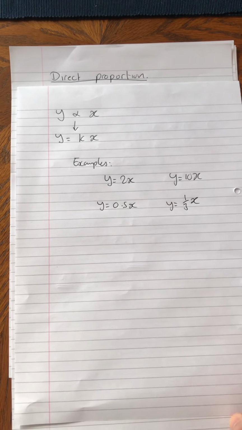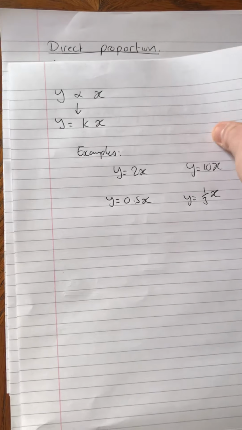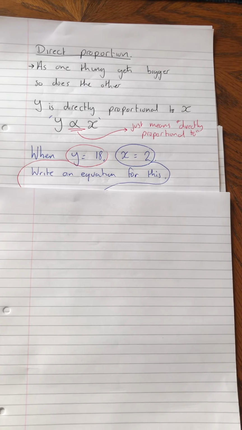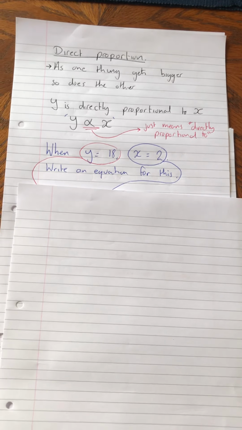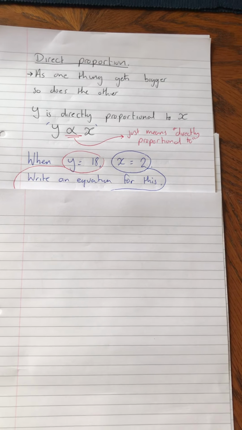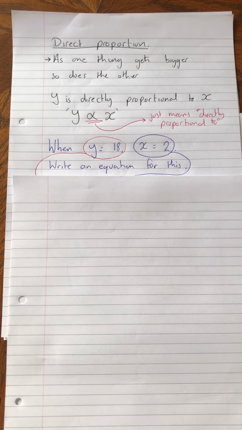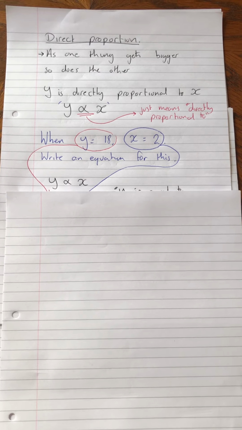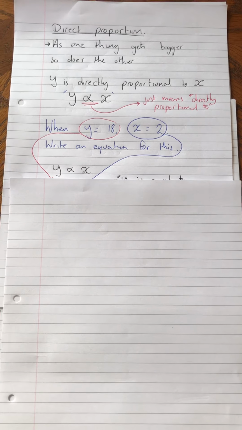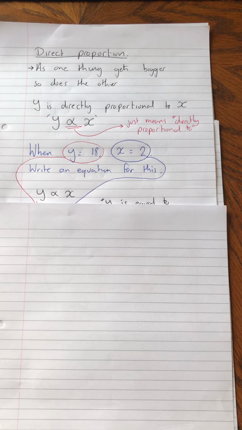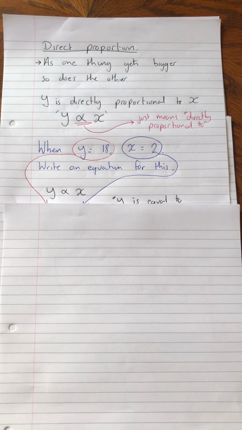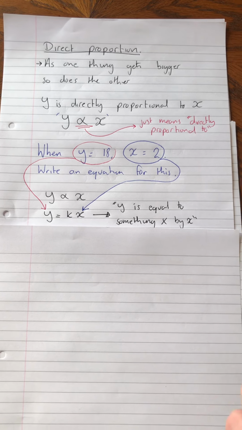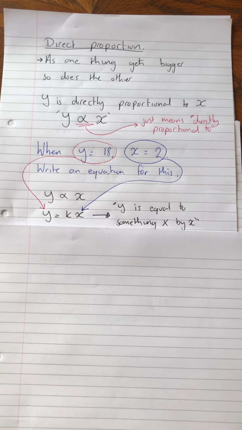Now, if we move those out of the way, we're going to look at an example of what you might be asked to do with this. The question given here is: y and x are directly proportional, and when y is equal to 18, x is equal to 2. Write an equation for this. So we start off by writing out that y is proportional to x mathematically, as we've done just there. And then we turn it into this equation. Y is equal to kx. Y is equal to something multiplied by x.